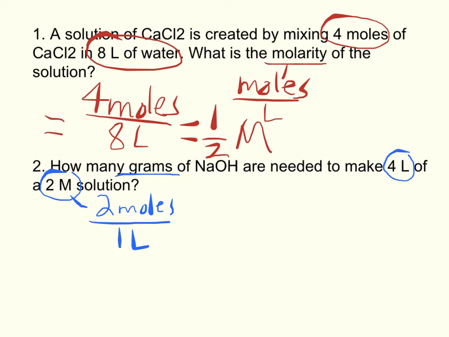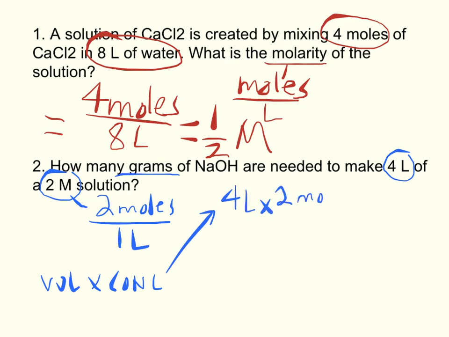So the same idea that we did with grams per liter applies here. We need to take our volume and multiply it by the concentration. Volume times concentration. So in that case, what we have here is our volume 4 liters times our concentration 2 moles over 1 liter, which gives us 8 moles. Now, a lot of students will stop here. The problem is, the unknown in this problem is how many grams.